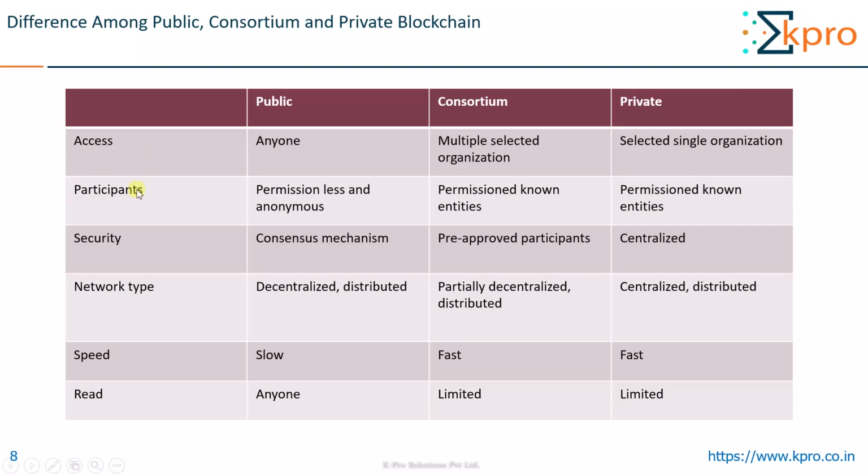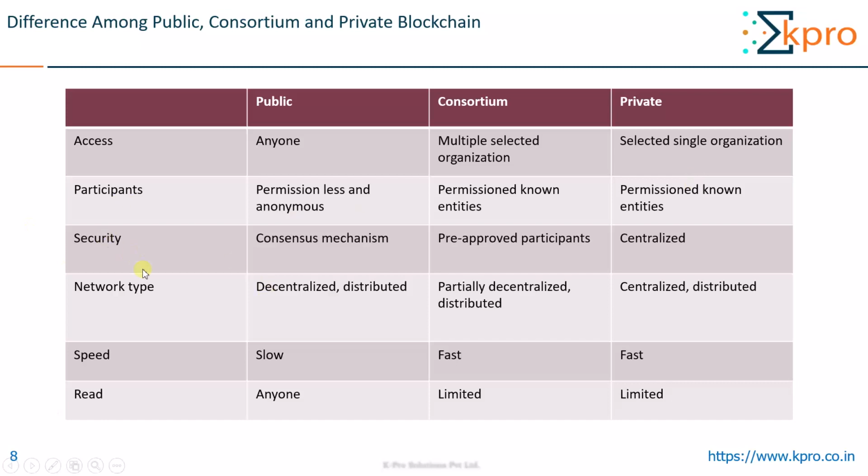So based on the access, anyone can access the public blockchain. Multiple selected organizations can access the consortium blockchain, and a single selected organization can access the private blockchain. Based on participants, public blockchain is permissionless and anonymous. That is, anyone can take part in the blockchain. In consortium, permissioned known entities. So only the known entities can take part in the consortium blockchain. Again, in the private blockchain, only the known entities can take part.